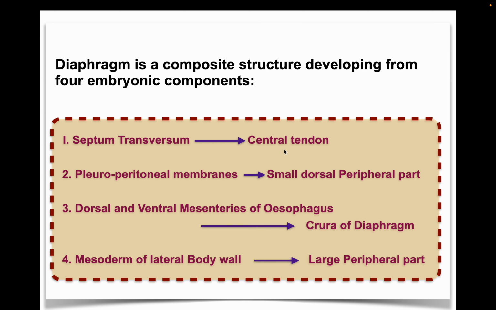Now this septum transversum is going to form the central tendon of the diaphragm. Pleuroperitoneal membranes contribute to the small dorsal peripheral part of it. And dorsal mesentery of esophagus and part of ventral mesentery are going to form the crura of diaphragm. And mesoderm of lateral body wall contributes to the large peripheral part of this structure.